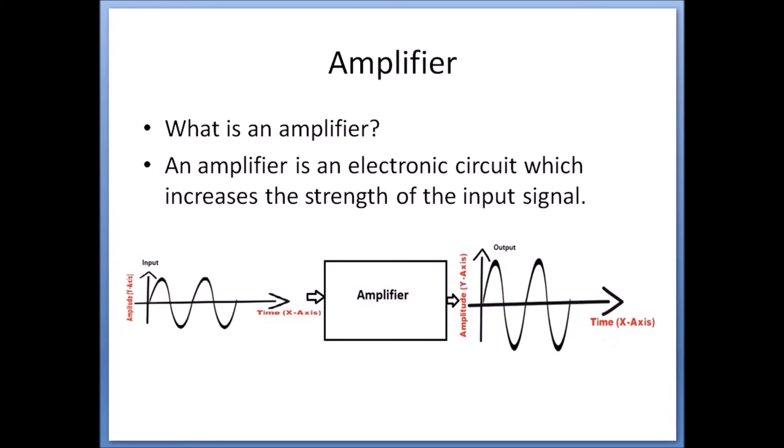Now, what exactly is an amplifier? An amplifier is an electronic circuit which increases the strength of the input signal. In this block diagram of an amplifier, this is the input section. The input has an AC signal with some amplitude. In the output we have an amplified signal. One thing you can see here: the shape and frequency of the amplified signal remain unchanged, but the amplitude is increased.